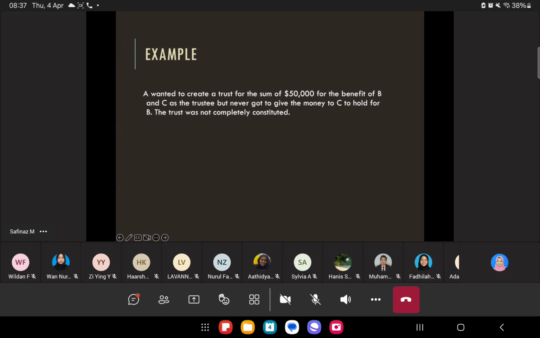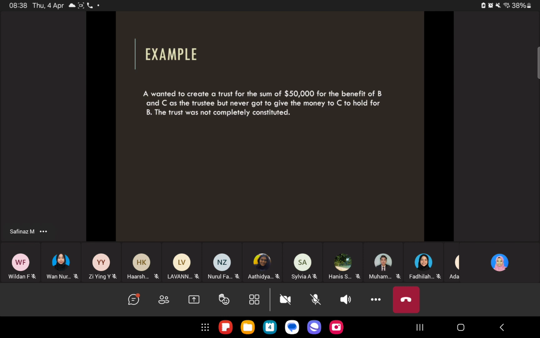Contoh, A wanted to create a trust for the sum of 50,000 for the benefit of B and C as a trustee but never got to give the money to C to hold for B. The trust was not completely constituted. Okay, kalau macam duit kan, kalau let's say saya nak buat amanah 100,000, B adalah pemegang amanah, duit tu saya serah pada B. And then B pegang sebagai pemegang amanah untuk C.